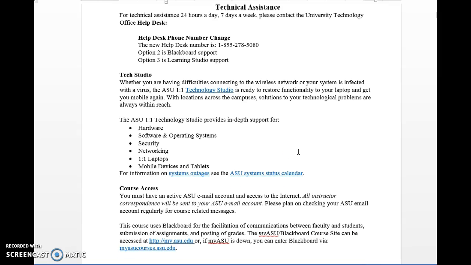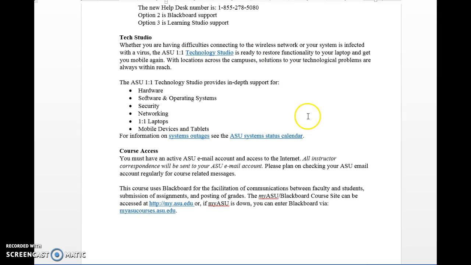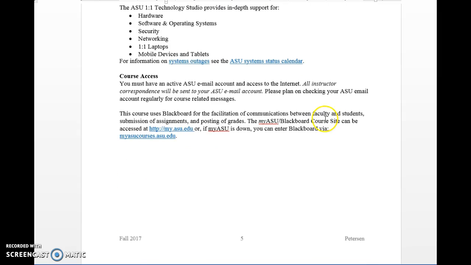If you need technical assistance, here's information about the ASU Help Desk, as well as the Tech Studio. And you must have course access. You must have an active ASU email account with access to the internet. Okay? All of my correspondence is sent to you via your ASU email account. So plan on checking your ASU email account regularly for course-related messages.